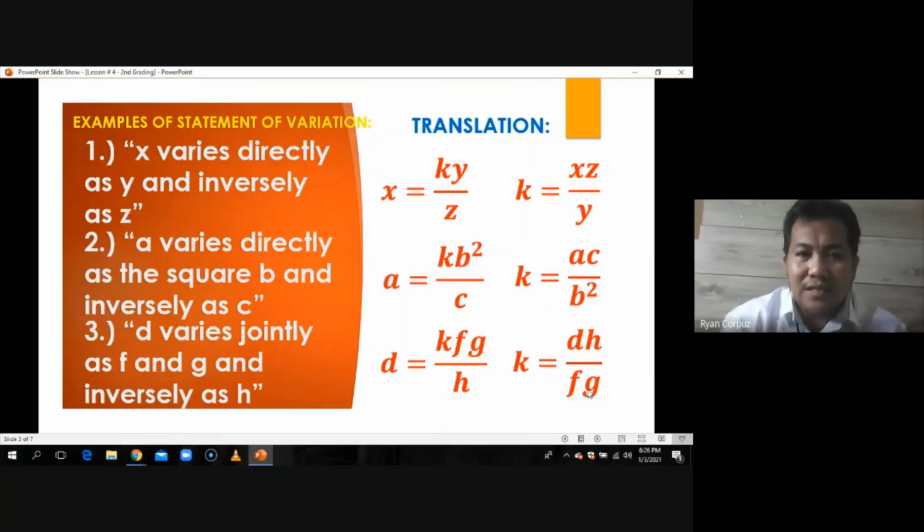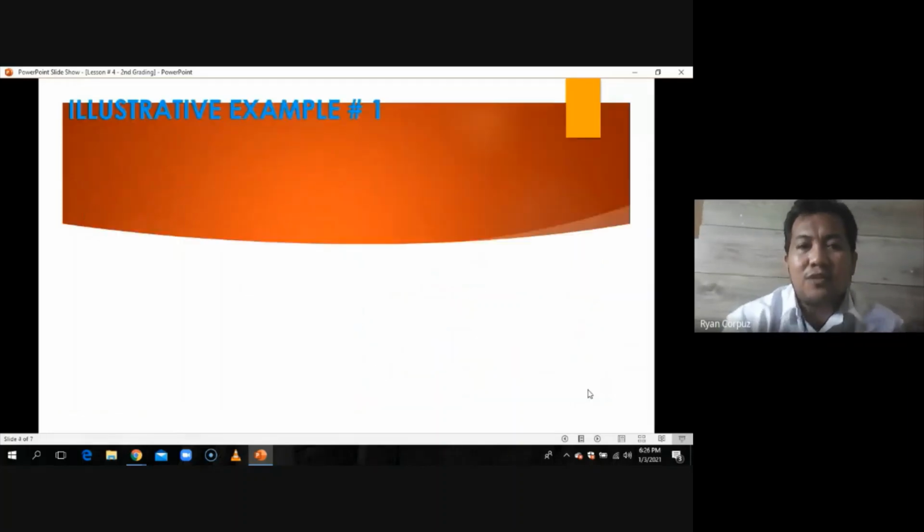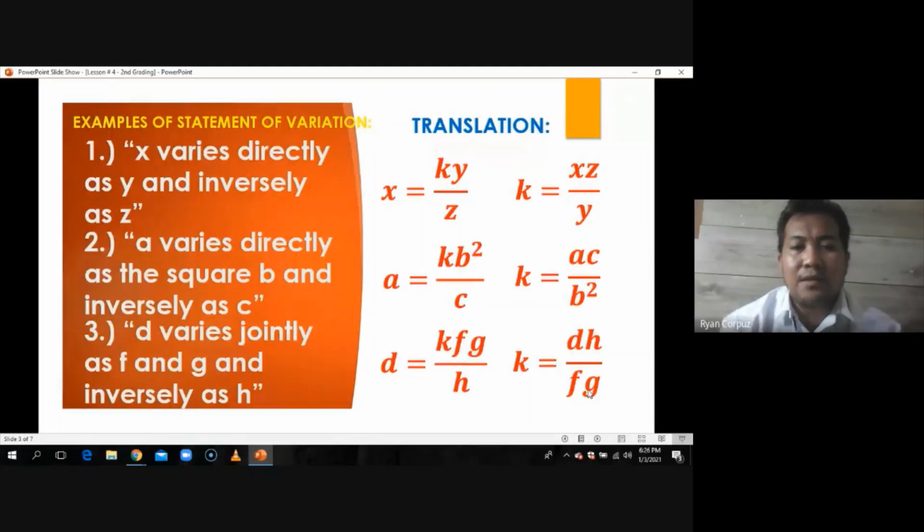So since this is another kind of variation, we are going to apply here the same steps that we have applied on solving any kind of variation. So then, remember natin yung life, di ba?